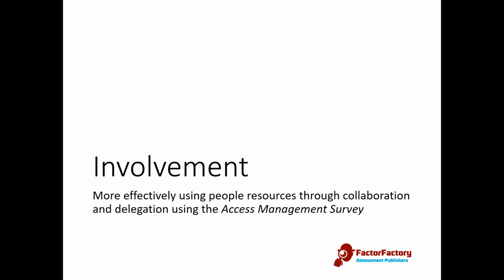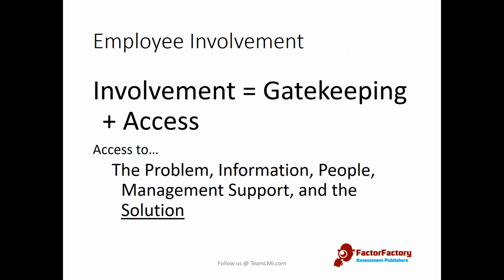So the next area of the model is employee involvement. And the idea here is how do we more effectively use collaboration and delegation in the workplace, and the survey is the Access Management Survey. The 2 key components of the survey are gatekeeping and access. So the employee involvement looks at how do we get people more involved in decision making and really solving the problems that matter to them in the workplace in the model.